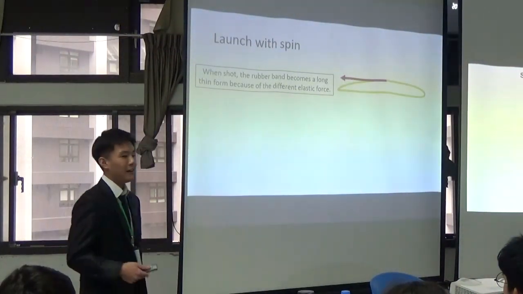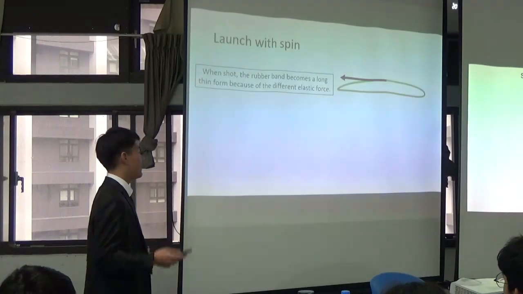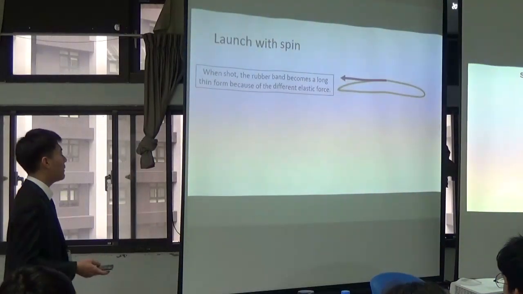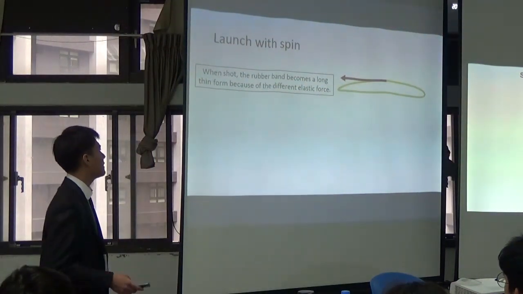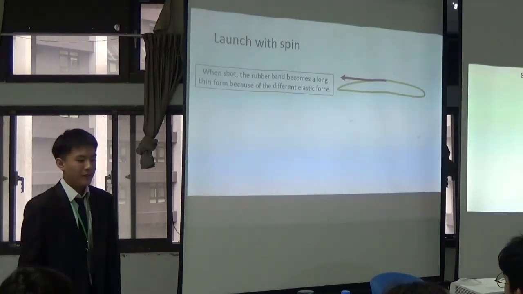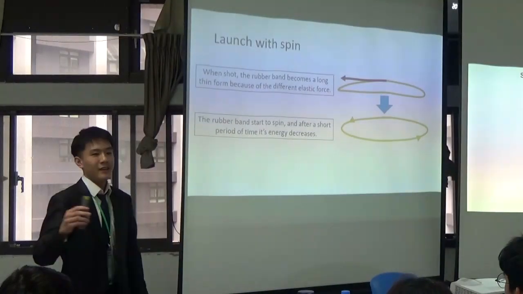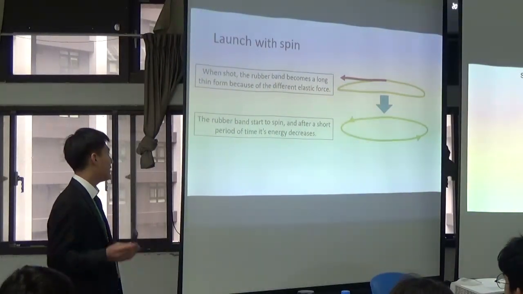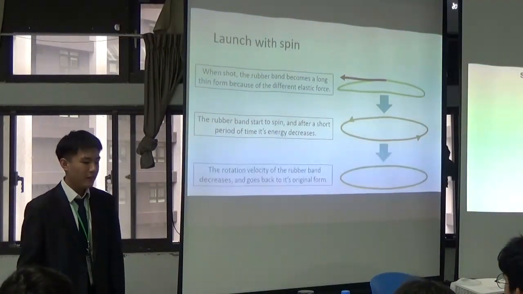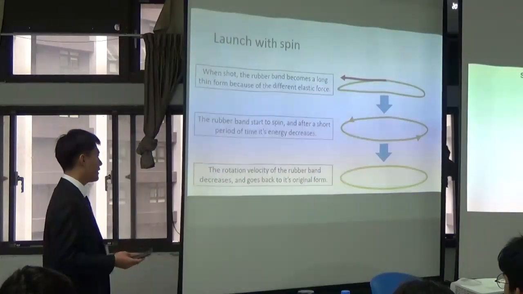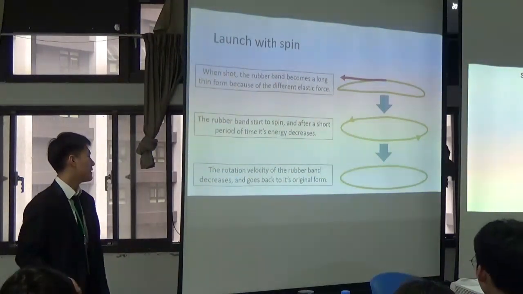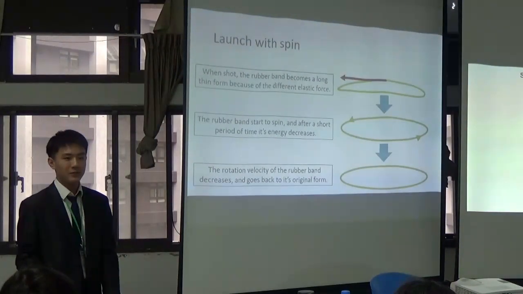So this is how the launch with spin looks in the air. When shot, the rubber band becomes a long, thin form because of the different elastic force. And then during its flight, the rubber band starts to spin. And after a short while, its energy decreases, and finally the rotation velocity of the rubber band decreases. And then it goes back to its original form.